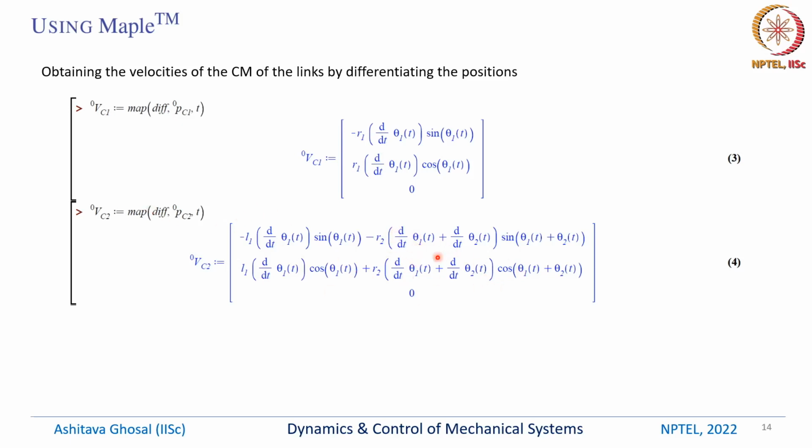So you can find the velocity of the CG of the first link and the second link using Maple. Again, these are error free. The way it is written, this computer tool is not going to make mistakes. It will not put some different sign here by mistake.